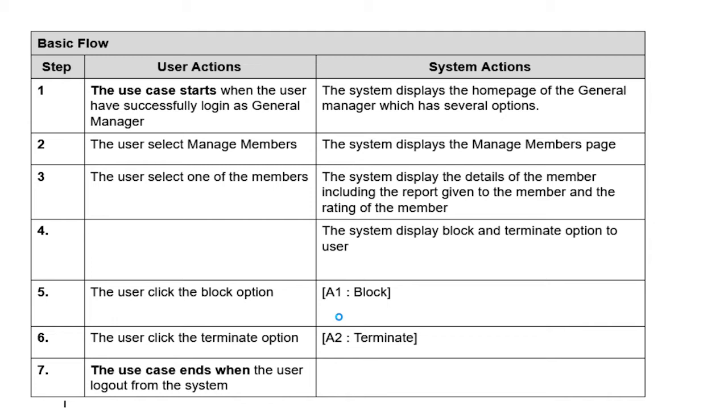It will lead to alternate flow number one, which is block. And then we return to step number 6. The user clicks the terminate option, and it will lead to the second alternate flow, which is called terminate. And then there's the seventh step: the use case ends when the user logs out from the system.